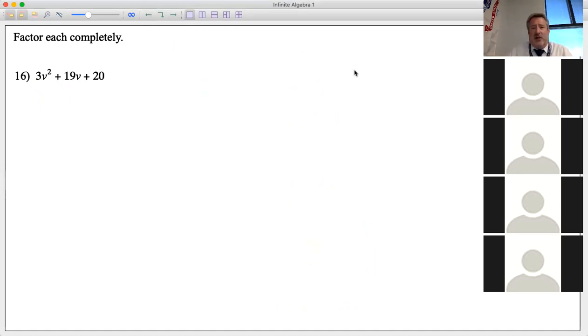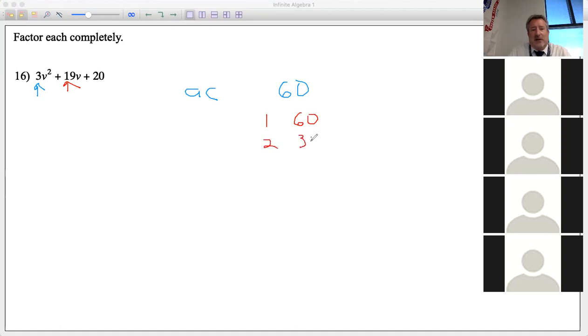The process doesn't change, right? Since there's an A value that is not 1, then we need to do A times C. 3 times 20 is 60. Big number, and 60 has lots of factors. But we've got to get to a positive 19. 1 times 60 is 60 for sure, but that doesn't add up to positive 19. 2 times 30 gives me 60, but that's not 19. 3 times 20, ooh, we're getting closer. That gives me 23 added together. 4 times what is 60? 4 times 15, and there we go.